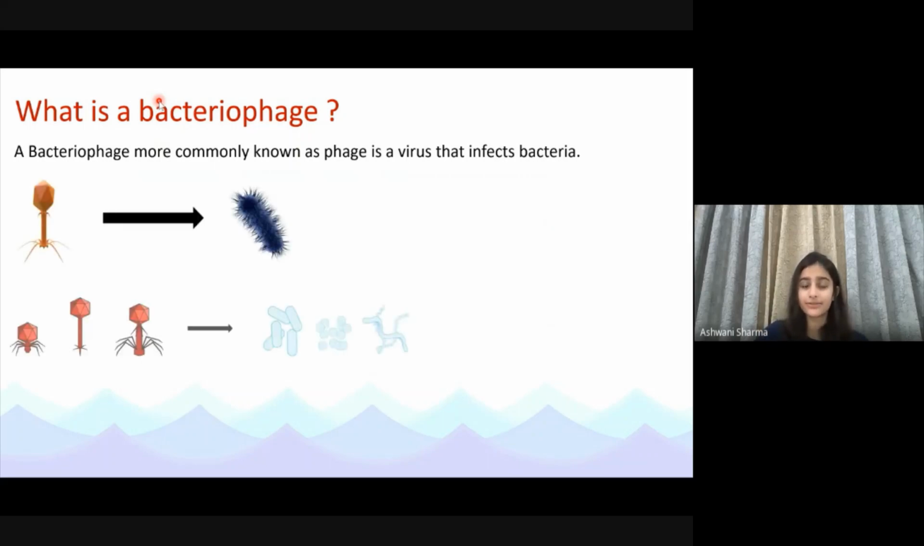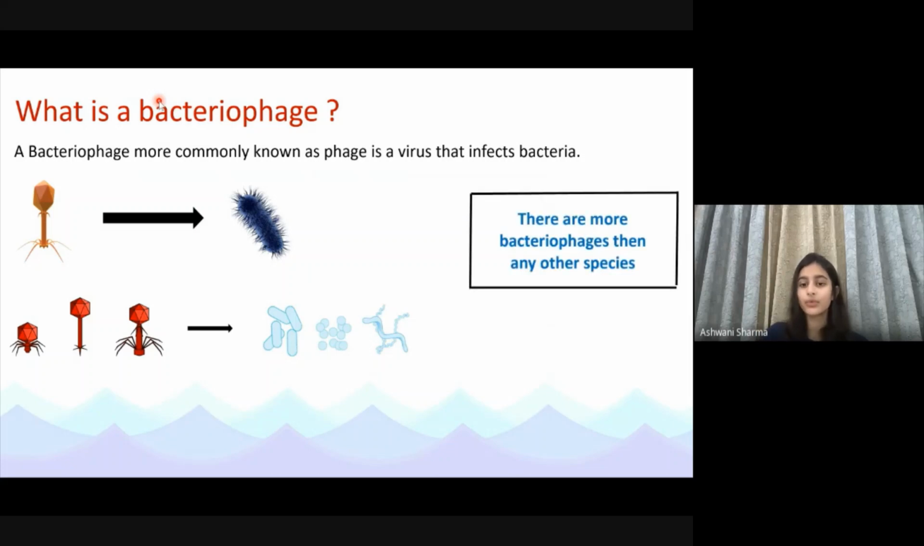There are different types of bacteriophages and they infect different types of bacteria. Think of it this way, for every single bacteria in the world, there is at least one bacteriophage which infects it. There are more bacteriophages than any other species in the world, and nearly 40% of the bacteria in the oceans are killed because of these bacteriophages. Bacteriophages are everywhere.